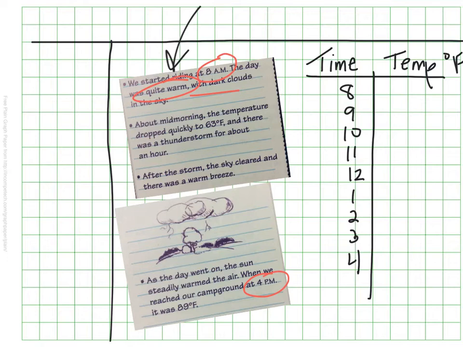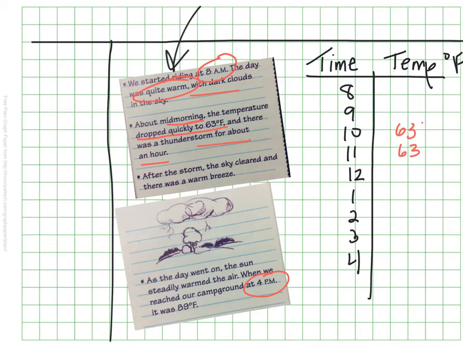As I go to the next piece of information, though, I see that the temperature drops to 63, and that happens at about mid-morning. So if we consider mid-morning maybe 10 o'clock, I can go ahead and put 63 degrees as the temperature at mid-morning, and it stayed there while it was thunderstorming for about an hour. So from 10 to 11, I'm going to keep that 63 degrees. So I already have some information filled in.